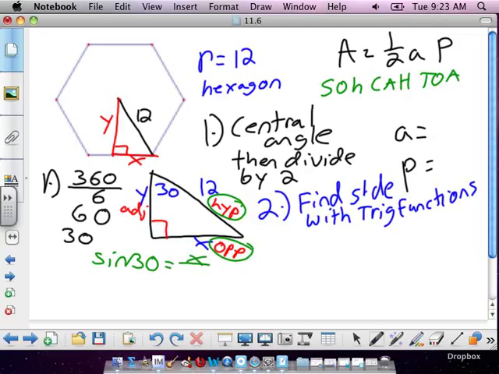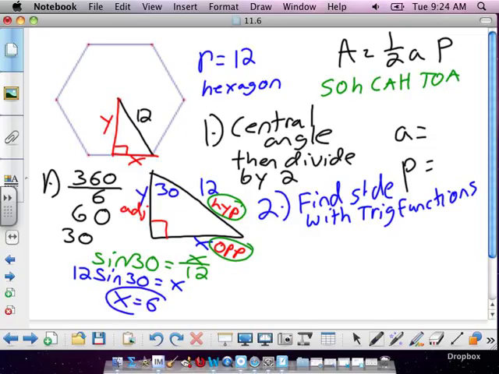Oh, I hate it when my computer does this. Okay. So I'm going to say 12 sine 30 equals x. So when I pull out my handy dandy calculator, 12 sine 30, and I get 6. Is that the length of my side?